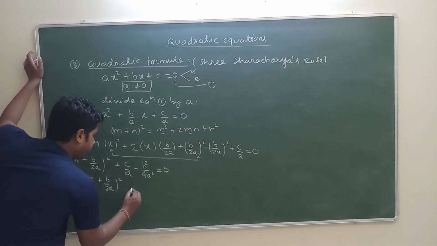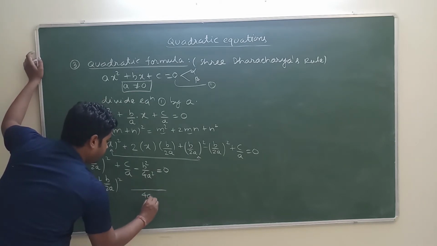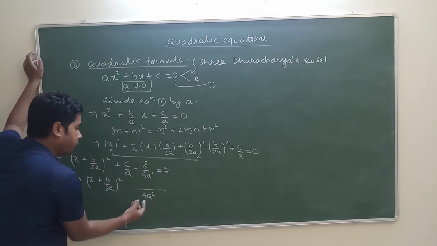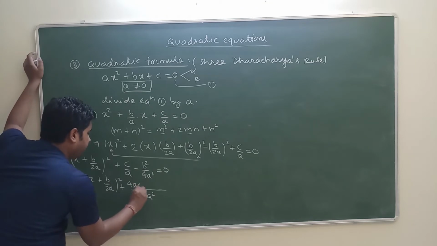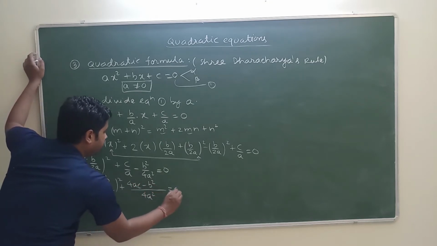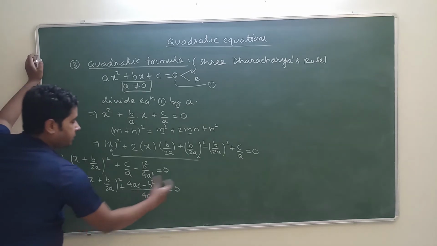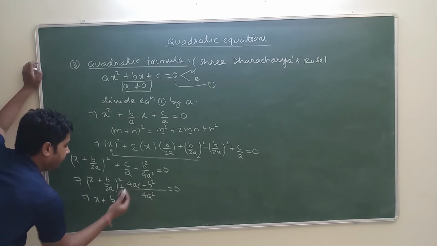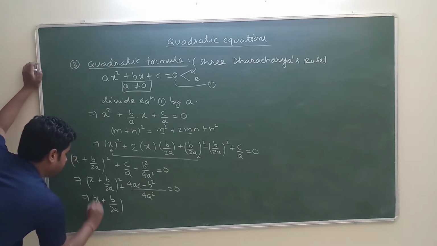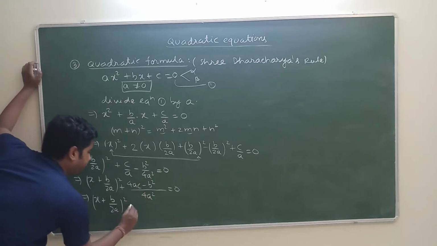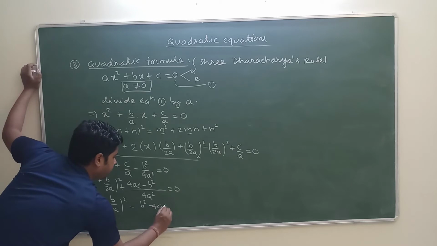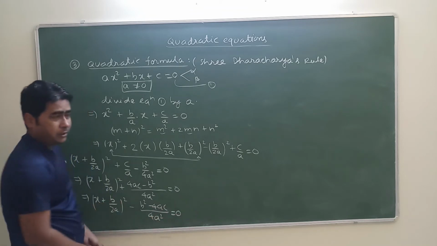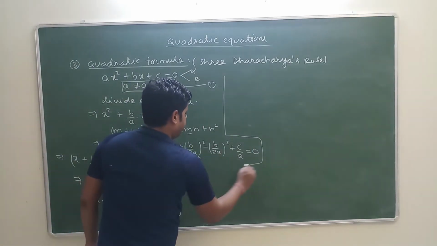If you take the LCM, it will be 4a square. This a and this 4a square, if you divide them, you will get 4a. So plus 4ac minus b square, this is equal to 0. We have to transpose this term to the right hand side. Before transposing, let me write this term in negative form so that the transposition is smooth. We are going to take minus common from that because we have to transpose this to the right hand side. So I have taken minus common so that we can transpose it to the right hand side.